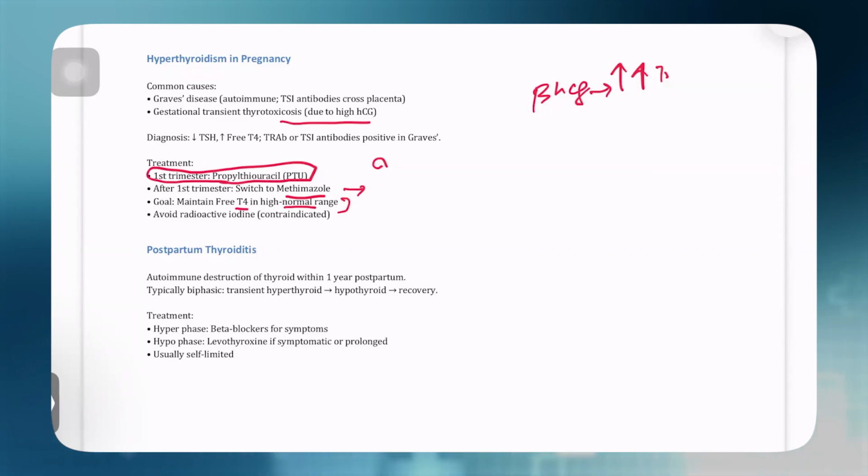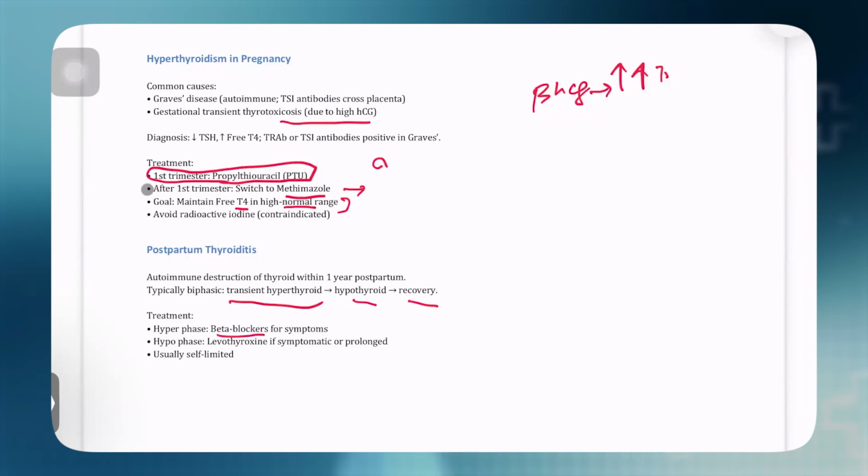What you do not do is never give a pregnant female radioactive iodine, even for Graves' disease. It is contraindicated. Then comes postpartum thyroiditis. Postpartum thyroiditis is an autoimmune disease, whereby there is destruction of the thyroid within 1 year of postpartum. Typically biphasic. Initially, the patient becomes hyperthyroid because of the release of hormones. Then there is hypothyroidism, and then there is recovery.